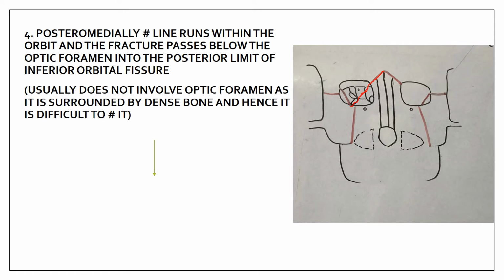So the fracture passes through this area and includes the optic foramen. It runs below the optic foramen and then goes to the inferior orbital fissure. So over here, it has entered the inferior orbital fissure. Till now this is the fracture line. It has entered the posterior limit of the inferior orbital fissure.